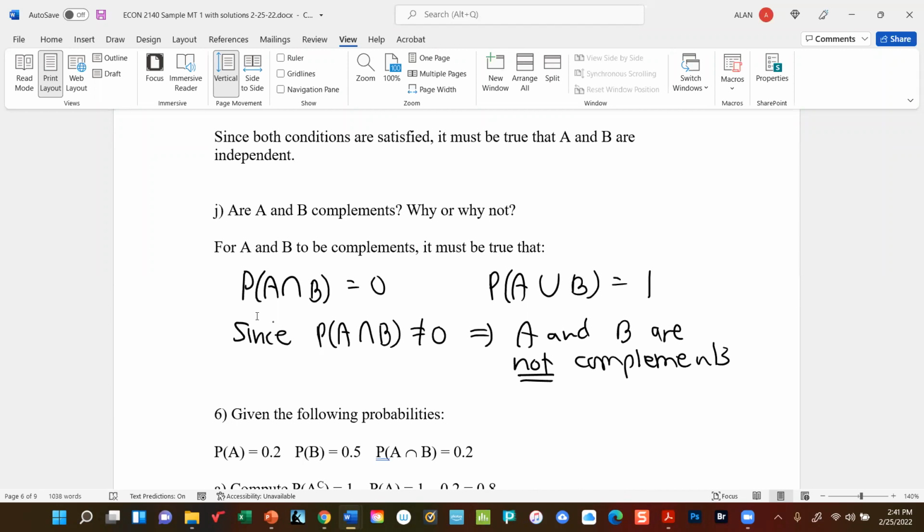Well, the first one is already false. We've already seen that. So therefore, we can stop right there and conclude that A and B are not complements. End of story. We're done. Excellent. All right. Well, that wasn't too bad.